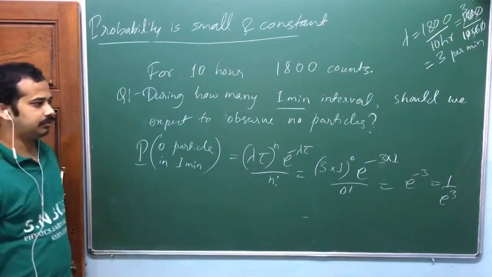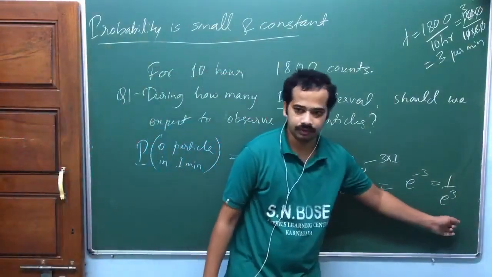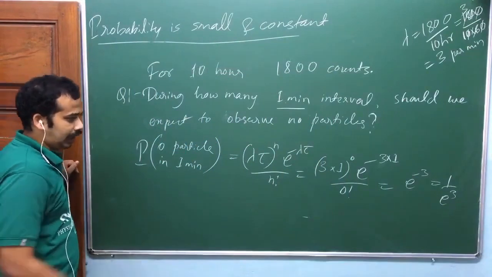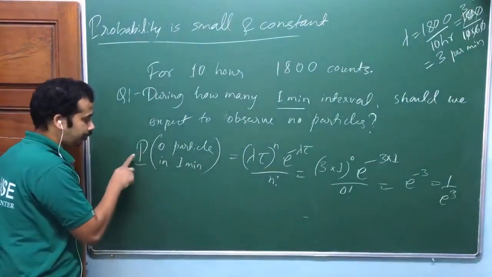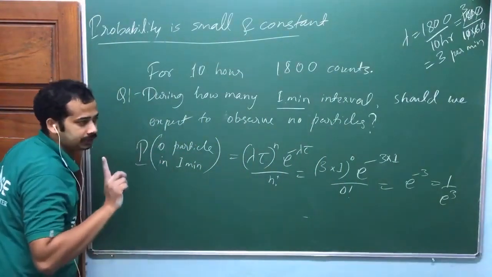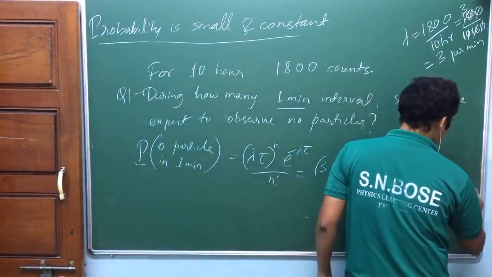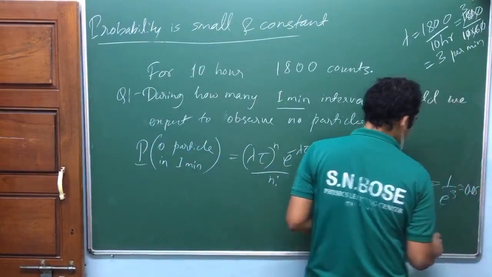This is the correct example actually. Look here, this is too low. I hope you got this one. Okay, the probability of getting 0 particles in 1 minute. I found that one: 1 by e to the power 3. What is the nearest value? 0.05. Anyone?